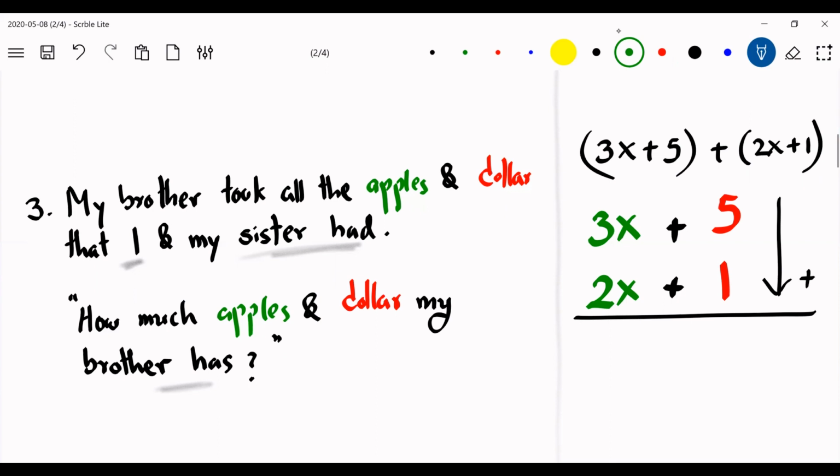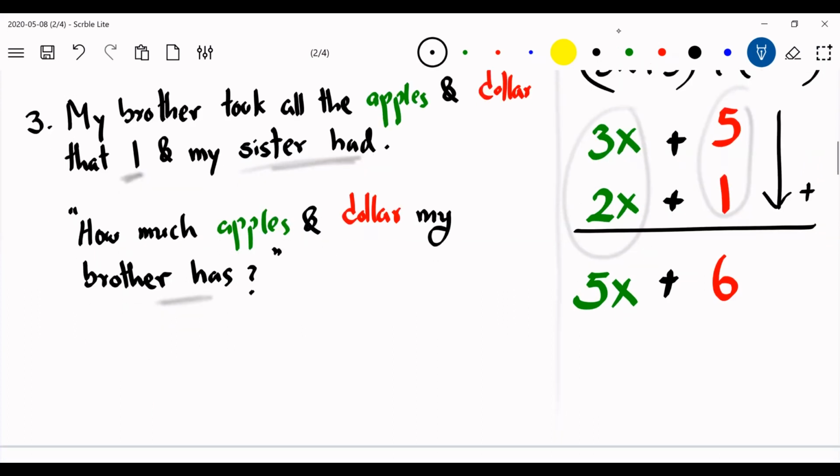So to get the answer, what should I do? Should I add apples with dollars and put everything together and get one term? No, I can't do that, because they are 2 different identities, and even when we are adding things, we should add them separately. So the apples I had with the apples my sister had, 3x plus 2x should end up as 5x. And in the meantime, the dollars I had should be added to the dollars my sister had, and it becomes 6.